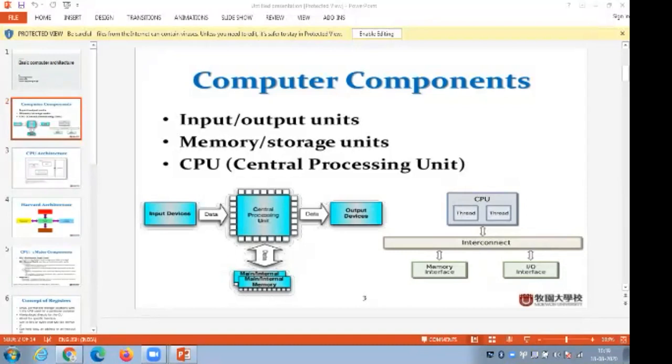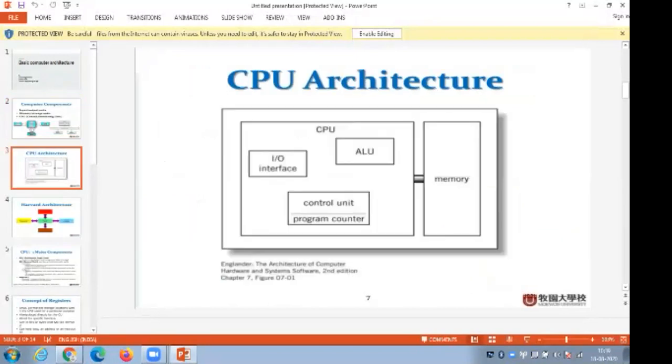Now let me explain your CPU architecture. What is there in the CPU architecture? In the CPU architecture we have the input output interface, we have the control unit, in between we have a program counter, and then the ALU, and then memory. Here, input devices and output devices come to the input output interface. And ALU means arithmetic logic unit.